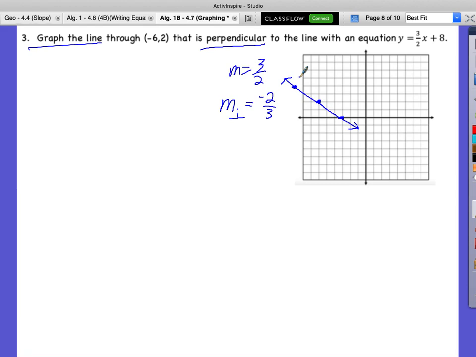Okay, pay attention up here again. Let's recap what happened here. We grabbed the line through this point, negative 6, comma 2, that's our starting point. Then we had to have it perpendicular, so we needed the slope. We need the perpendicular slope.